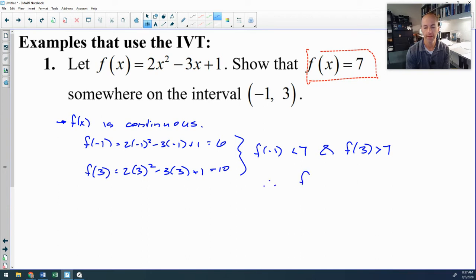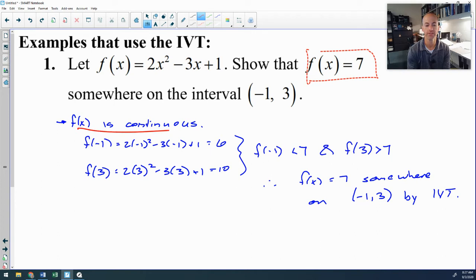Therefore, f of x equals 7 somewhere. We don't know where, we just know that it happens somewhere on the interval -1 to 3. And that is your intermediate value theorem. If you want to cite the theorem, you could say by the IVT. You don't necessarily have to do that. You do have to, you must include that the function is continuous. You have to actually write that if you are using the intermediate value theorem.